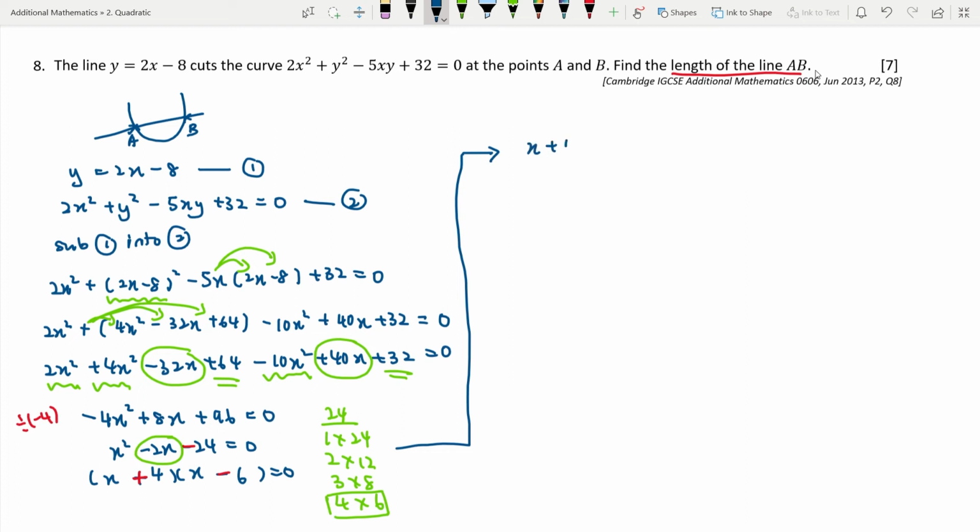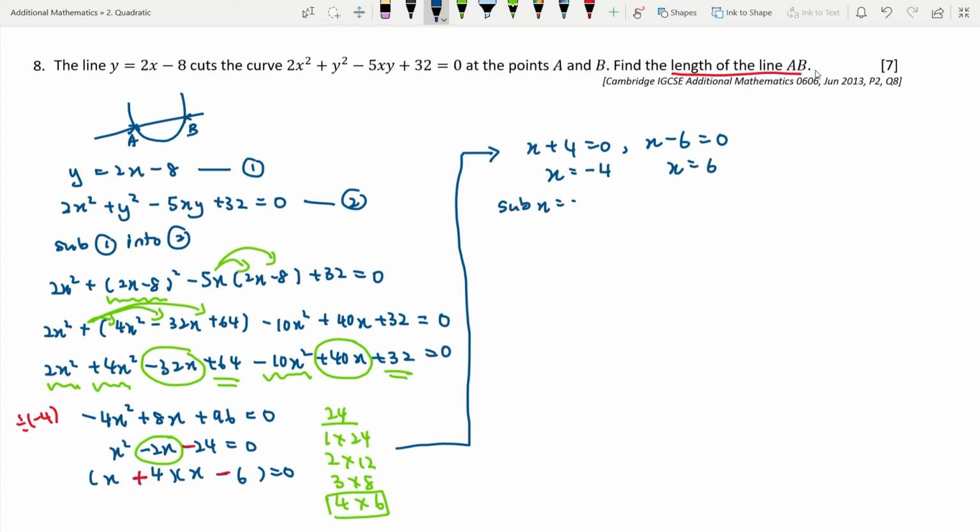Hence, x plus 4 is equal to 0, or x minus 6 is equal to 0. For x plus 4 is equal to 0, x is equal to negative 4. For x minus 6 is equal to 0, x is equal to 6. After we find the x values, we need to find the y values as well.